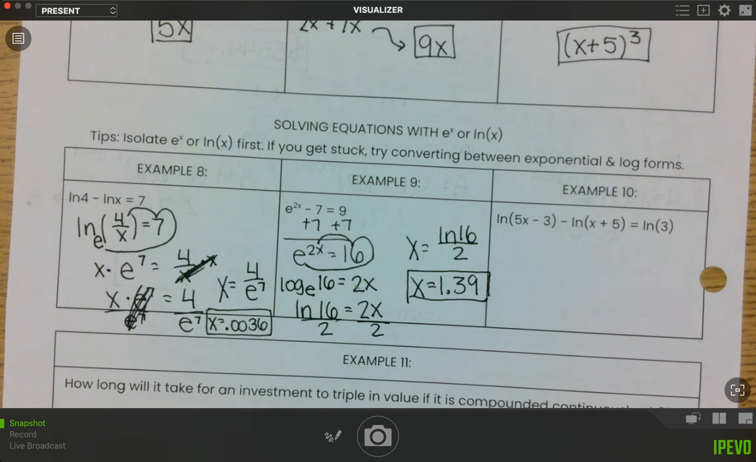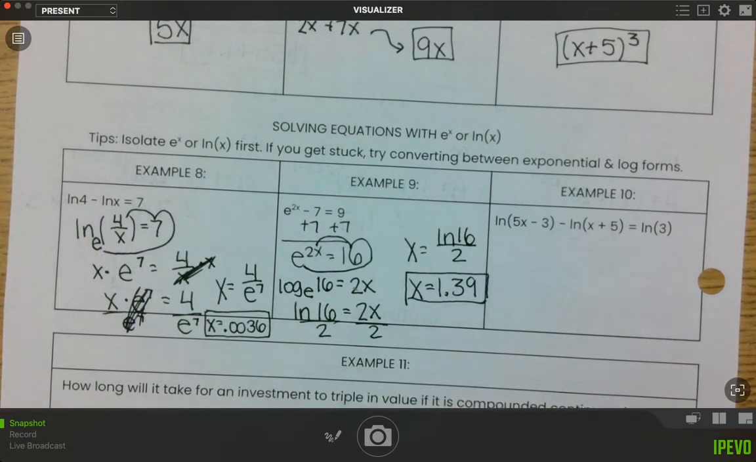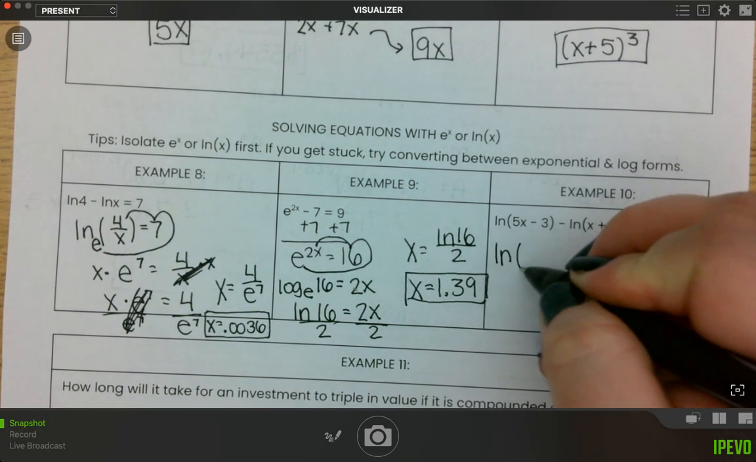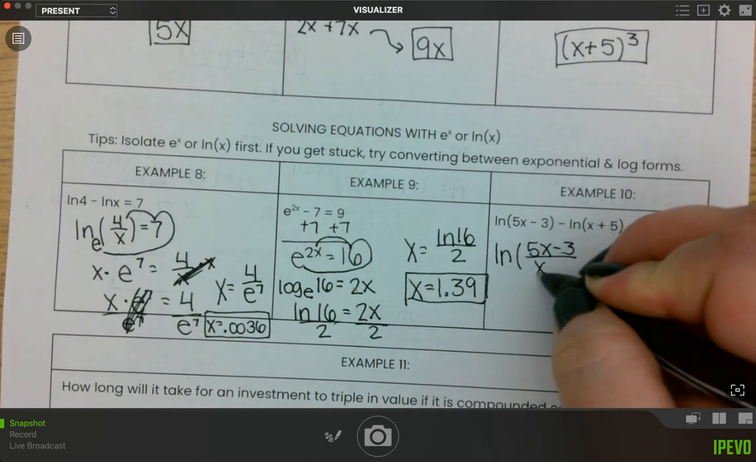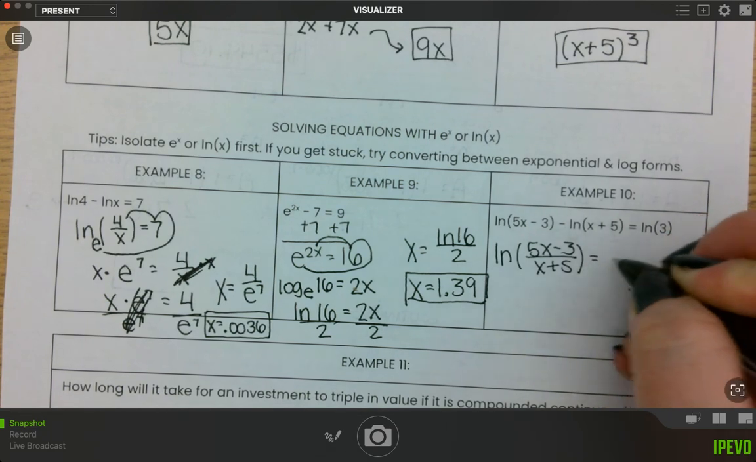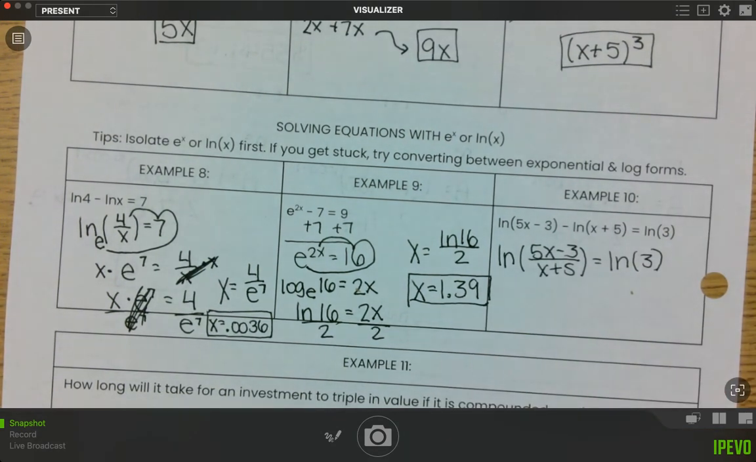Okay, and then we have example 10, which is being subtracted. When you are subtracting 2 logs, just like this one, you divide those. They do have to have the same base, and since they are both natural logs, that is already true. And then nothing changed about the right side.